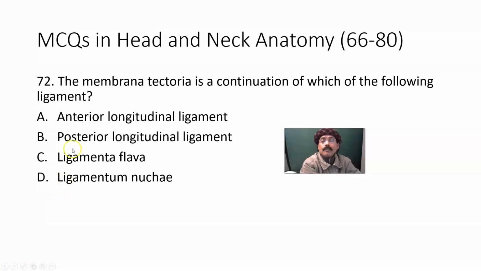So the membrana tectoria is a continuation of which of the following ligaments? Anterior longitudinal ligament, posterior longitudinal ligament, ligamentum flava, ligamentum nuchae. The answer should be anterior longitudinal. No, the answer is the posterior longitudinal ligament. That will be the membrana tectoria.